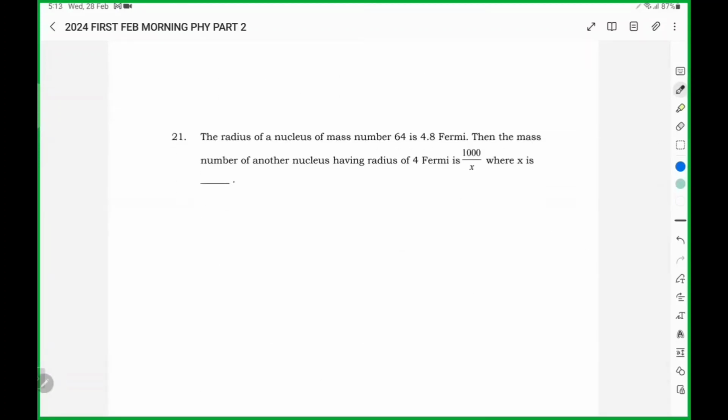Here, the radius of nucleus of mass number 64 is this one. So, irrespective of the mass number, density of nucleus is constant. So that is mass per unit volume. So here mass, this we will write it as atomic mass number.